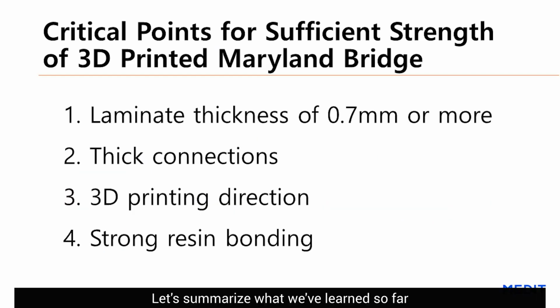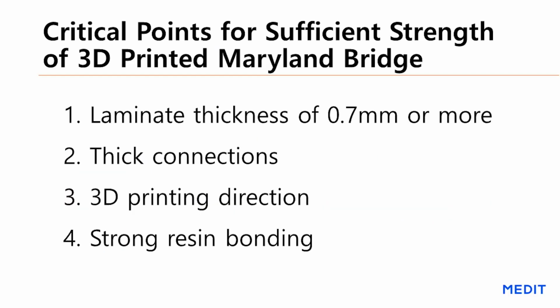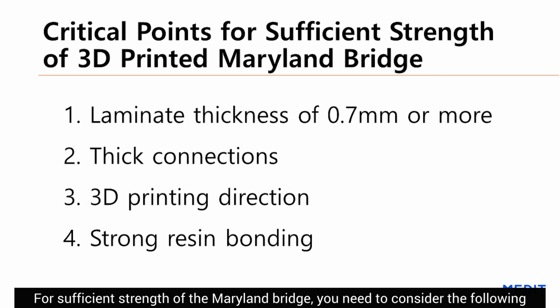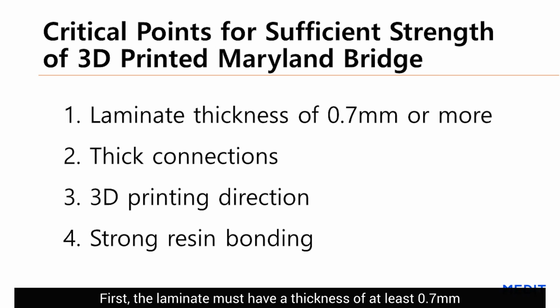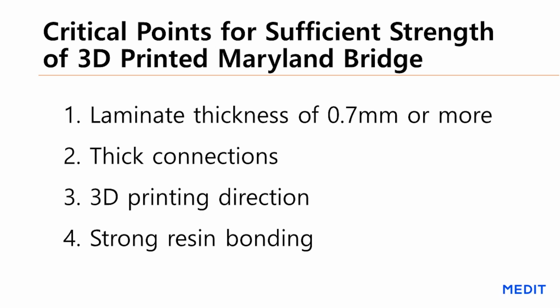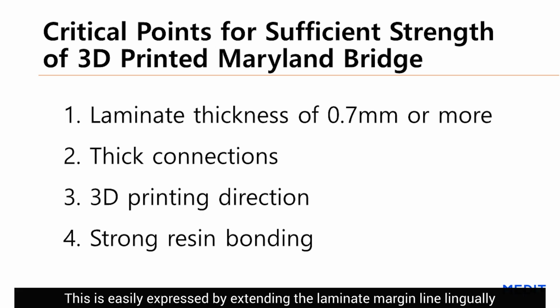Let's summarize what we've learned so far. For sufficient strength of the Maryland bridge, you need to consider the following. First, the laminate must have a thickness of at least 0.7 millimeters. This is reflected by increasing the minimum thickness to the maximum value in the parameter settings. Secondly, the connections should be designed to be thicker. This is easily expressed by extending the laminate margin line lingually.